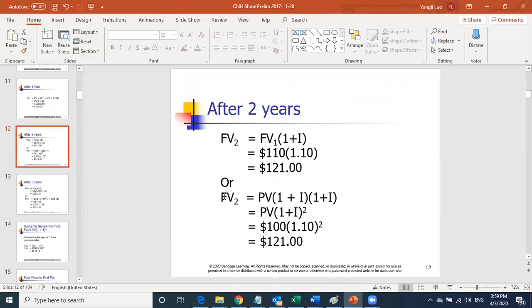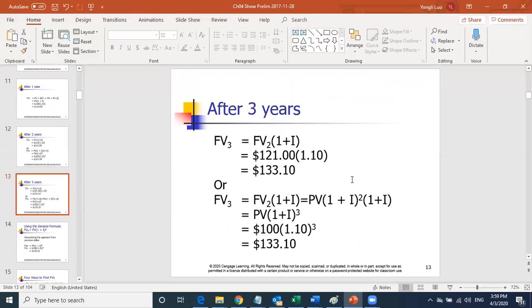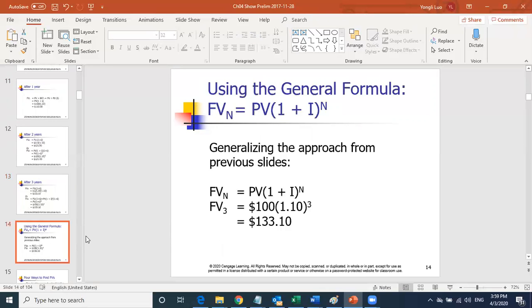In the second year, you have 110, and then you multiply by 1 plus 10% again. At the end of the second year, it will be 121. At the end of the third year, you start with 121, invest for another year, and you will get $133. We call this process compounding.